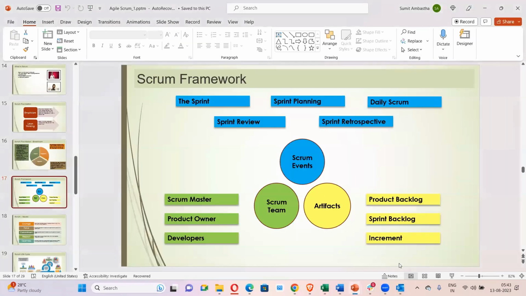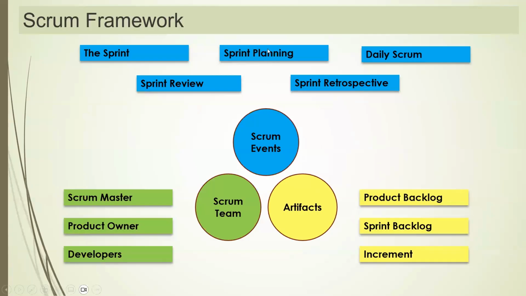So this is sprint planning. We have the sprint, a one week, two week, or three week cycle. Then based on the sprint cycle, we do the sprint planning. Then daily scrum. Daily scrum is the daily meeting. Daily scrum is the name of the meeting we refer to.